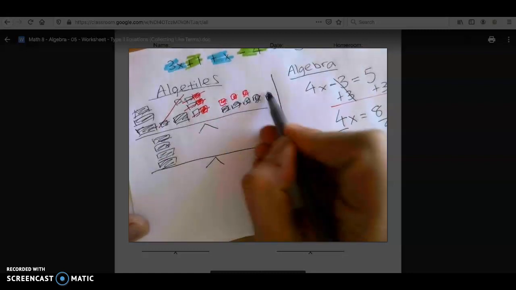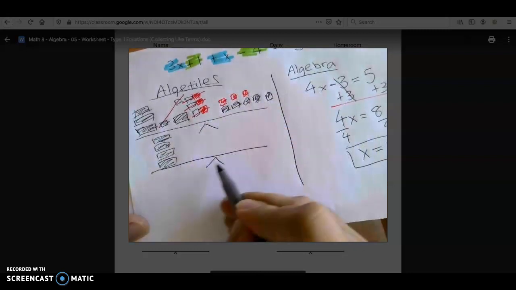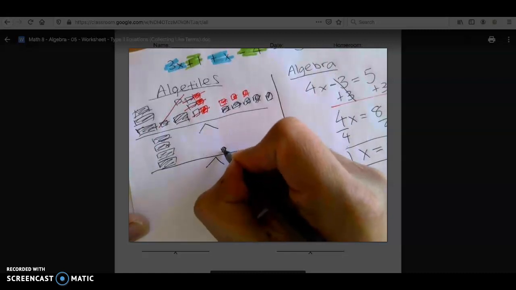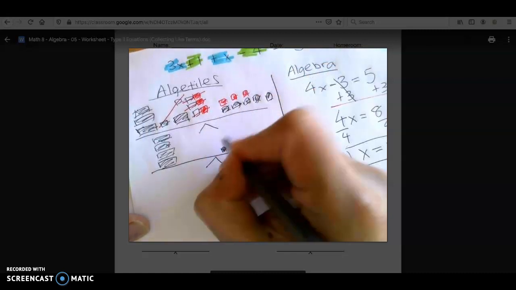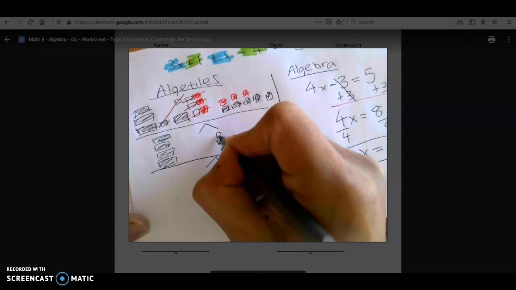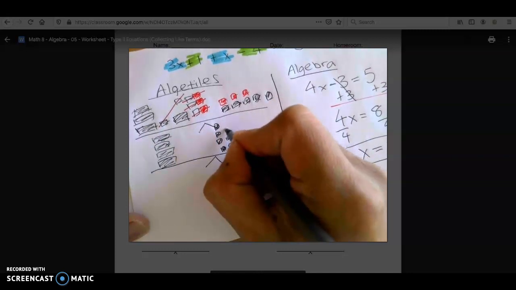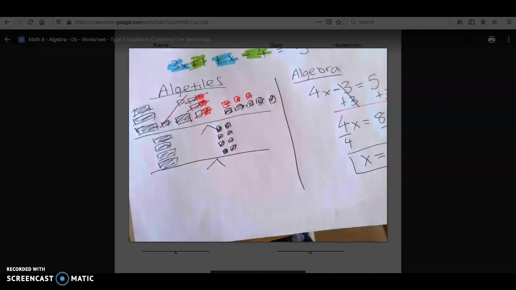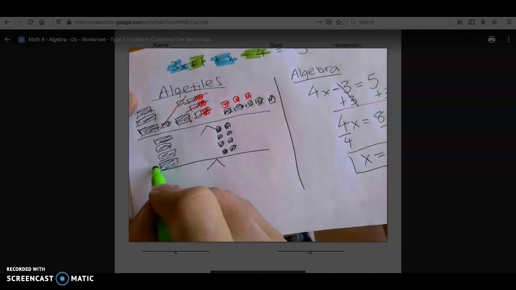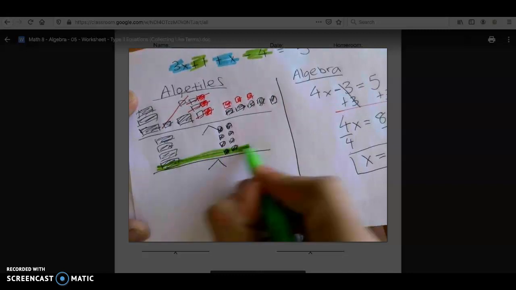Now I just need to put these evenly. So how many are here? 1, 2, 3, 4, 5, 6, 7, 8. There you go. So my answer is x equals 2.